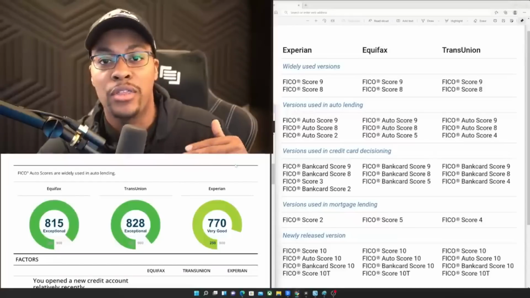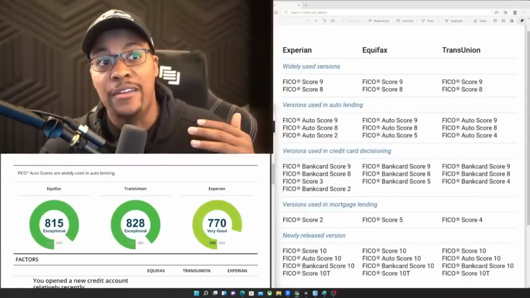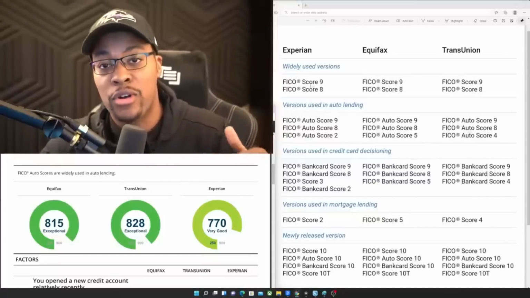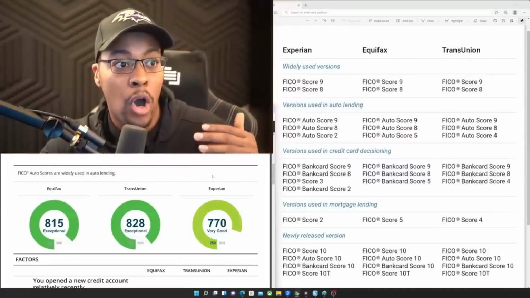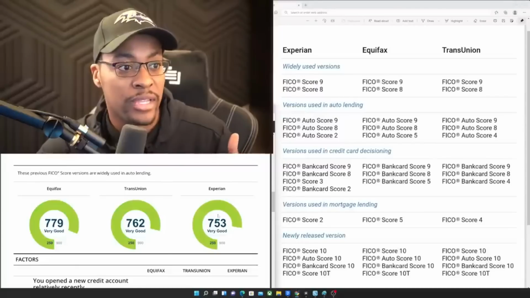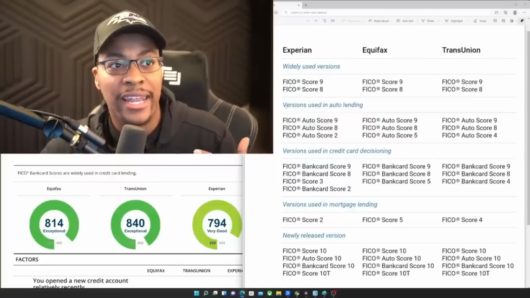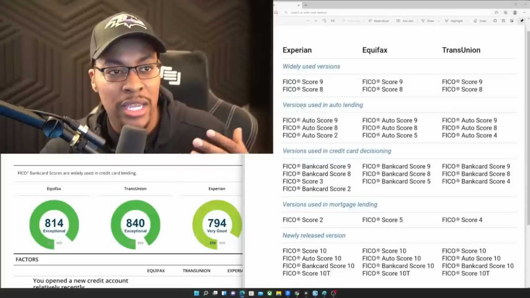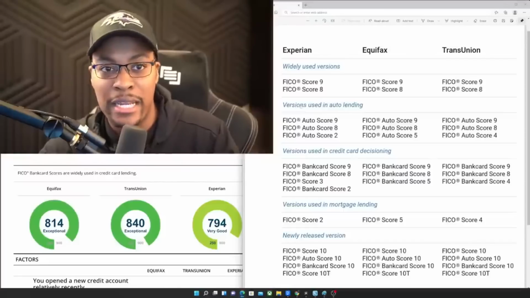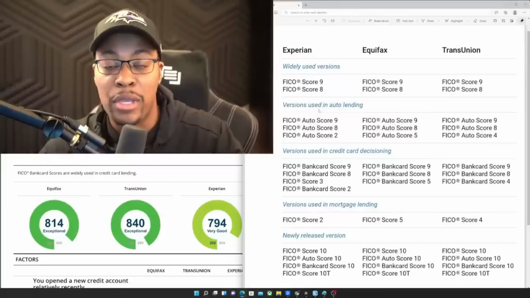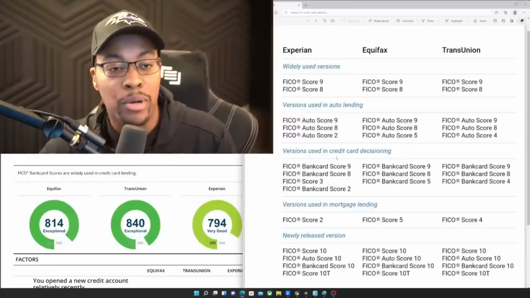Now, when it comes to the auto lending, these scores are actually out of 900 instead of the 850. So the most widely used versions, FICO 9, FICO 8, those are going to be out of a maximum of 850. The auto scores are going to be out of 900 in certain cases. The credit card FICO scores are also going to be out of a total of 900. And I like to think of these as specialty FICO scores. They're very specific to certain types of lending products. So in the auto lending, these are going to be auto loans. And then with credit cards, that's going to be more for bank issued revolving personal credit cards.